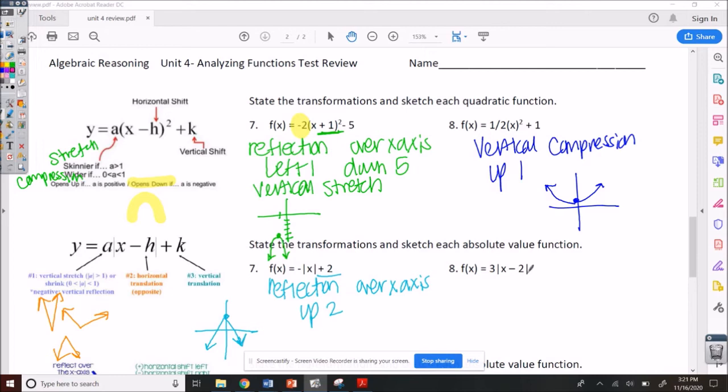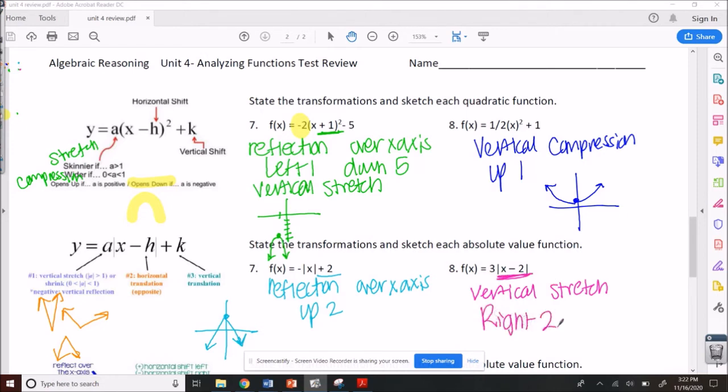Okay, in this example, I have my 3, so that's my vertical stretch because that number is bigger than 1. And then I have an inside horizontal transformation, so that's opposite. So I'm going to say right 2 because I have the x minus 2. So right 2, there's my vertex, and it should be 3 times as skinny. This slope should actually be 3, so it should be up 3 over 1. 3 and -3 is the slopes of those two lines.